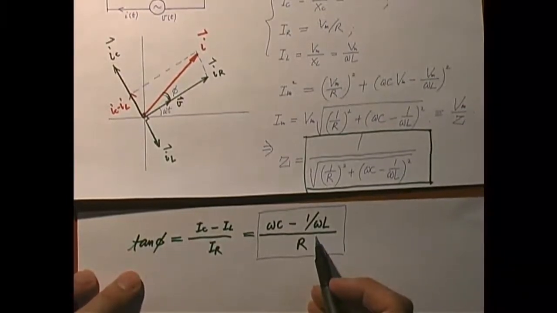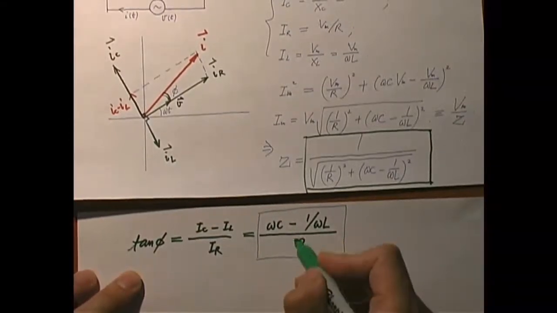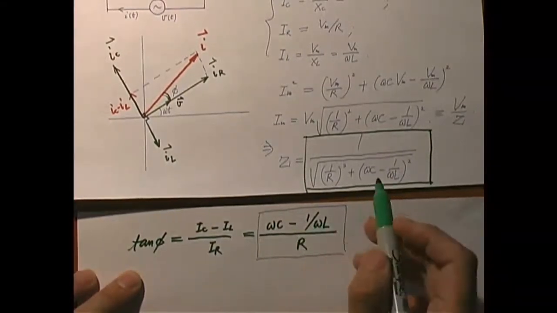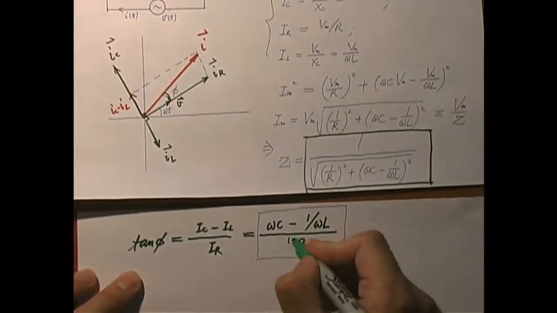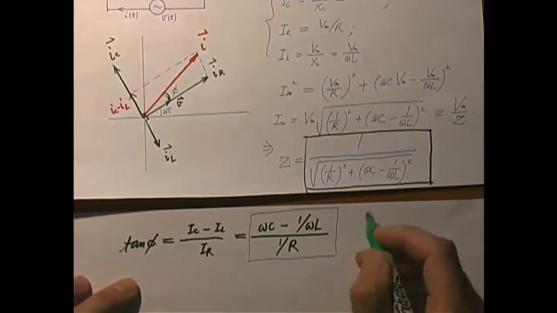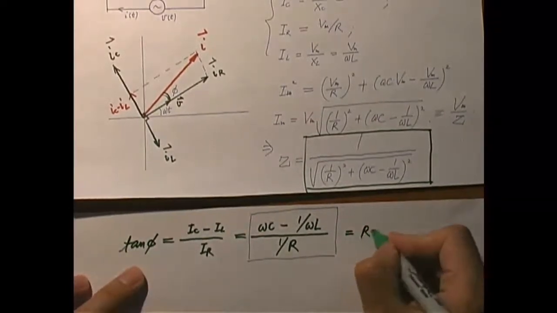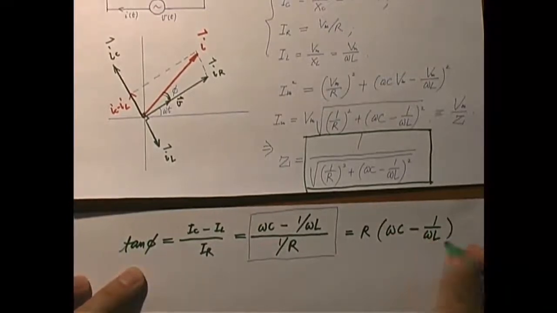Actually, I'm sorry, it's not R. IR is V maximum over R. So this is 1 over R. I'm sorry. Okay, 1 over R. All right. So be careful about that. It is equal to R times omega C minus 1 over omega L.